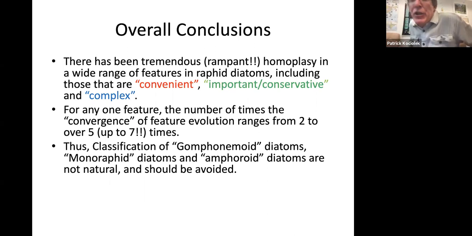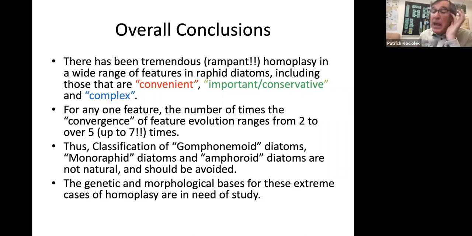And we would not, based on these results, create a classification system of gomphonemoid diatoms, monoraphid diatoms, or amphoroid diatoms based on this. And it would be really interesting to get into, for example, how does monoraphy happen? And does it happen by the same mechanism in each of the different lineages we saw?